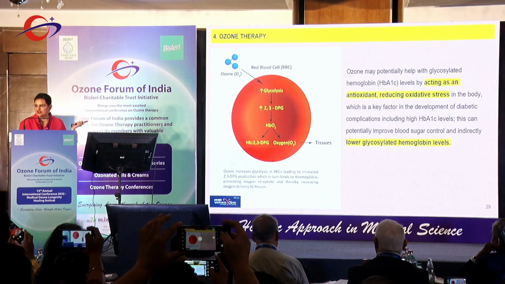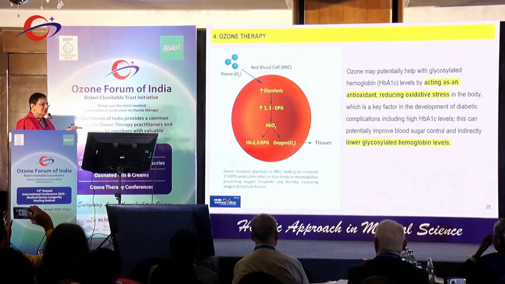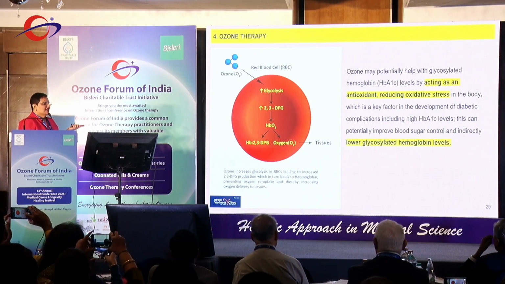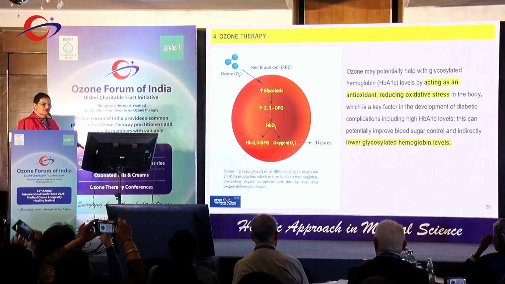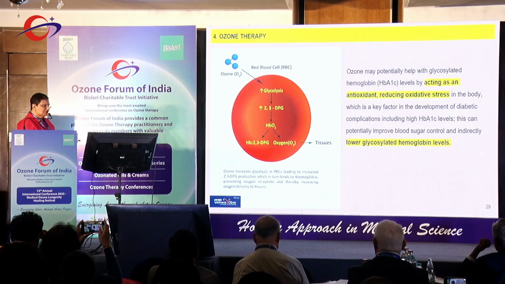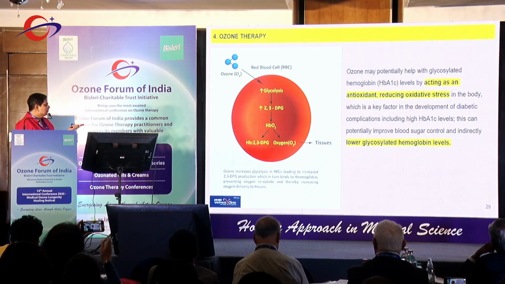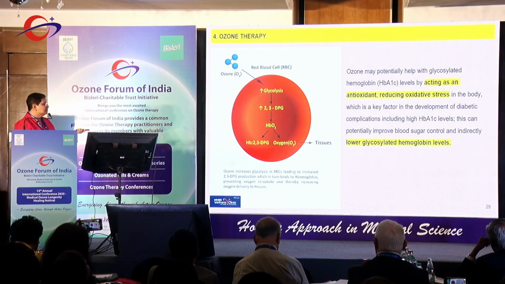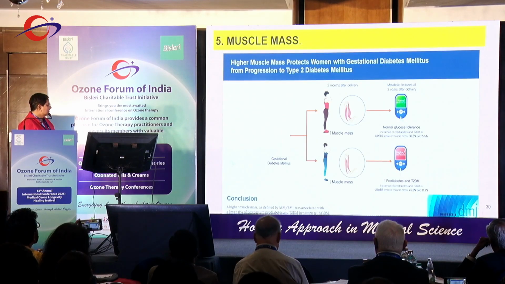So ozone therapy, thanks Dr. Millie. Ozone therapy is what I use before every procedure in my clinic. Ozone therapy is there for patients who are non-G6PD deficient. Why? Because ozone increases an enzyme called 2,3-DPG, and with this enzyme going up, it lowers the glycosylated hemoglobin and it reduces the oxidative stress.